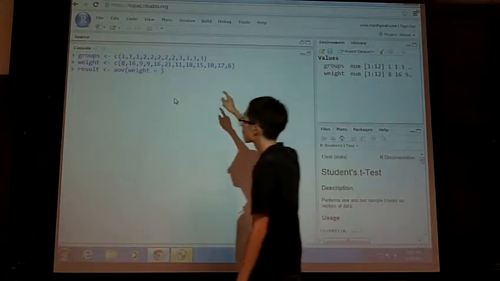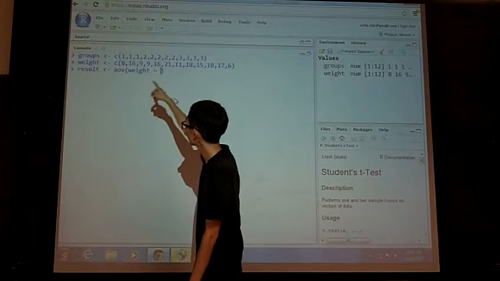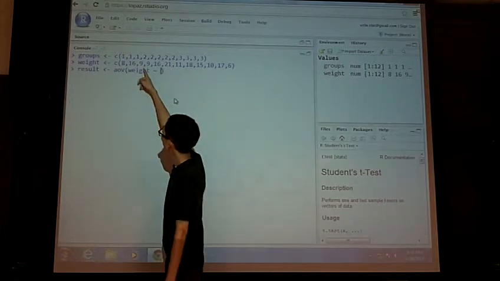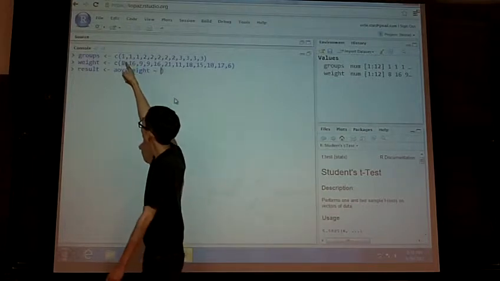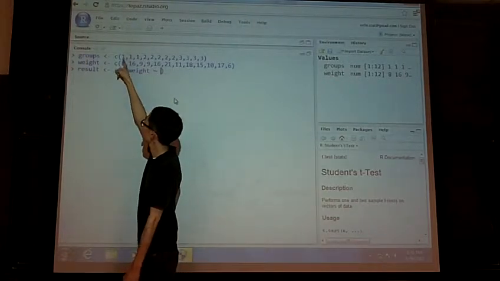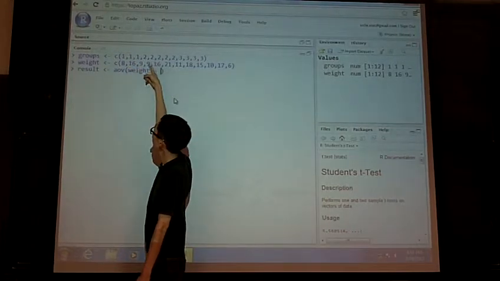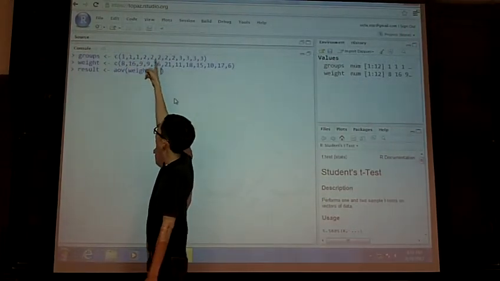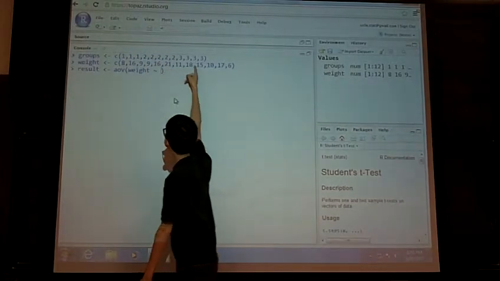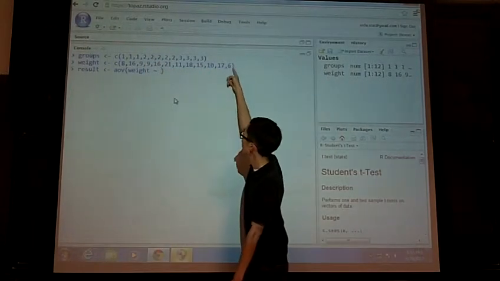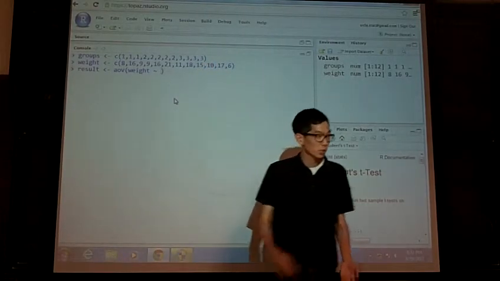Okay, and I'm going to say explain weight by the groups. Now the groups I just indicated is 1, 1, 1, 2, 2, 2, 2, 2, and 3, 3, 3. And basically I'm going to say that this 8 corresponds to group 1, 16 corresponds to group 1, 9 corresponds to group 1. This 9 corresponds to group 2, this 16 corresponds to group 2, this 21 corresponds to group 2, and so forth. And this last 6 corresponds to group 3. Okay, so it's matching them in that sort of way.